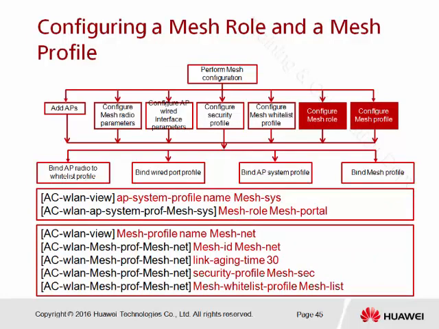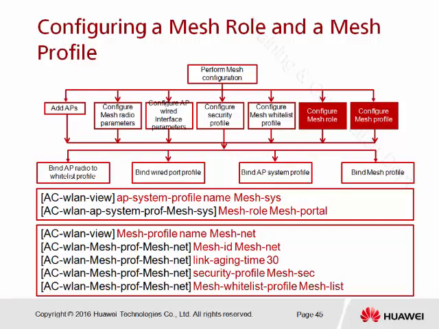The follow-up one will be to configure the role used by the MPP. So you might need to go to the WLAN view and use the command AP system profile. Okay, system profile. Right here, I'm going to use mesh porter. Then the next one, return to the WLAN view again. Now we create a mesh profile.